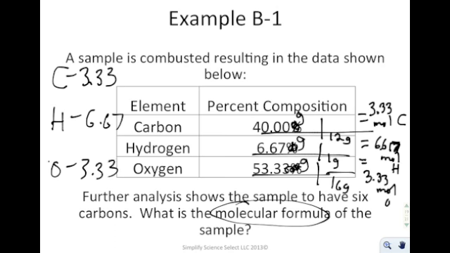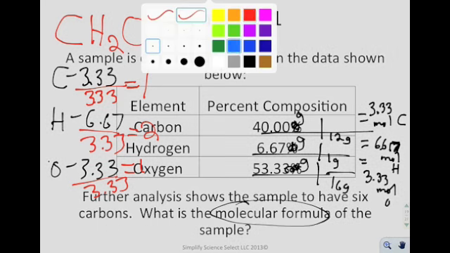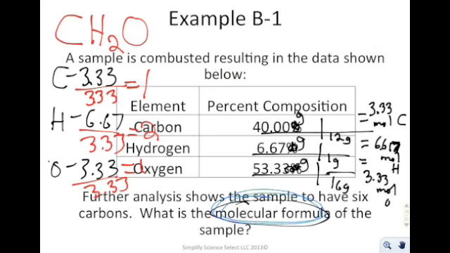So we have C 3.33, H 6.67, and O 3.33. Now what we need to do is divide by the smallest number that's there. The smallest number is 3.33, so we divide all these numbers by 3.33. As a result, we get carbon, there's 1, hydrogen, there's 2, and oxygen, there's 1. Now remember, that represents the empirical formula.